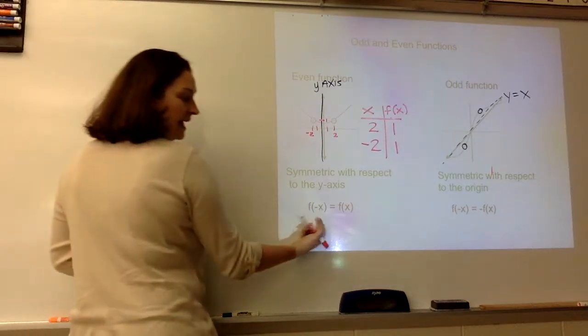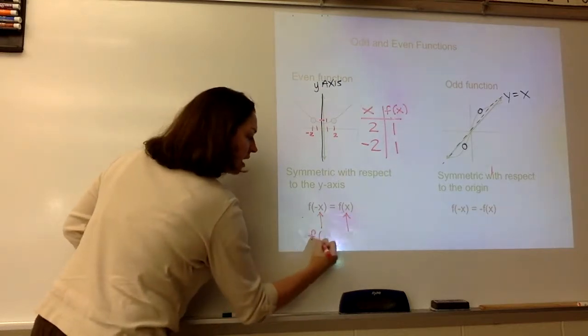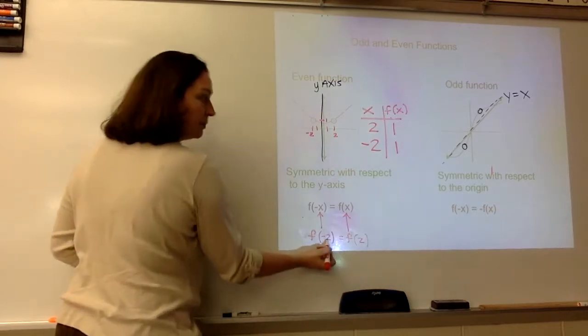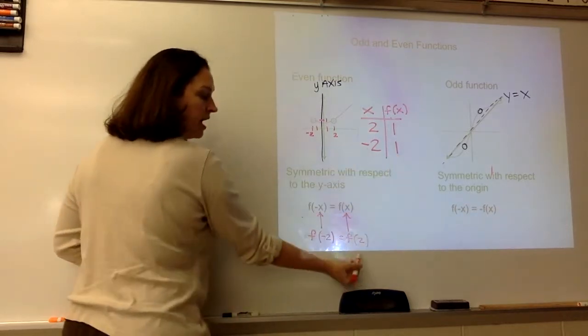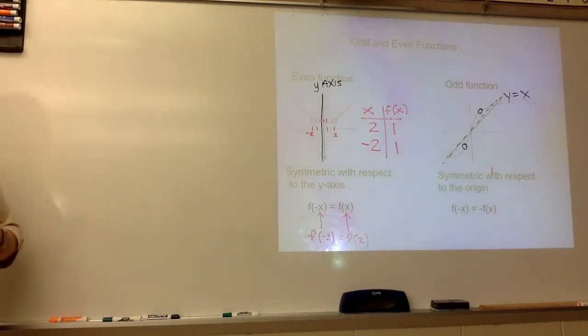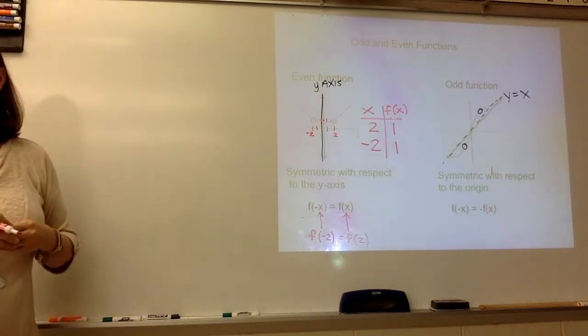So if you look at it here, notice f of negative 2 is equal to f of 2. If I plug negative 2 in, I get 1. If I plug 2 in, I get 1. That is the algebra relationship that you are responsible to understand related to an even function. You need this. So if you didn't write it down, definitely write it down.